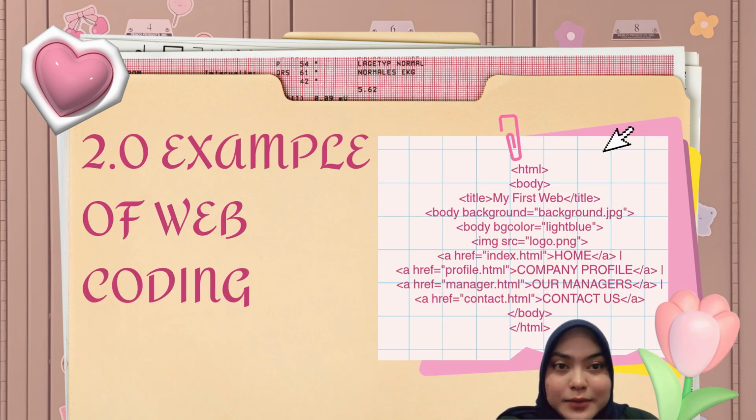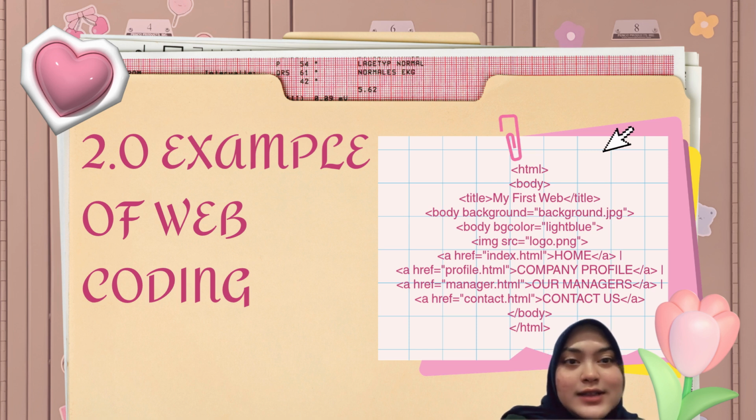Now I will explain the example of web coding shown on this slide. This is basic HTML code used to create a simple web page. The code starts with the HTML and body tags, which form the basic structure of an HTML document. Next, the title tag is used to set the web page title, which is "My First Web".